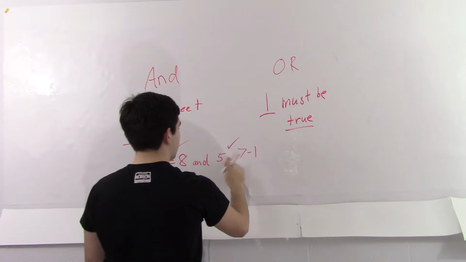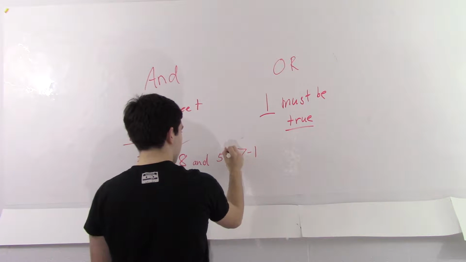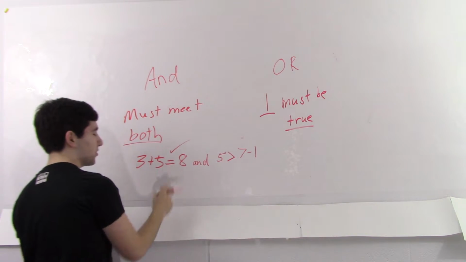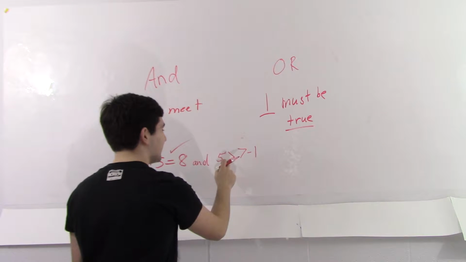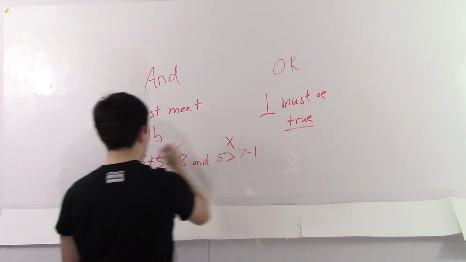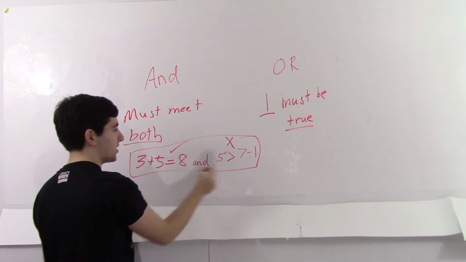However, let's say we flipped this sign around and made it 5 is greater than 7 minus 1. 3 plus 5 equals 8 is still true, but 5 is not greater than 6. So this statement is false, making the entire statement false because it hasn't met both conditions.